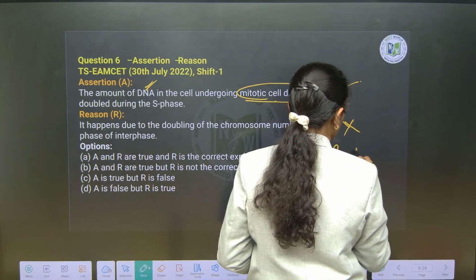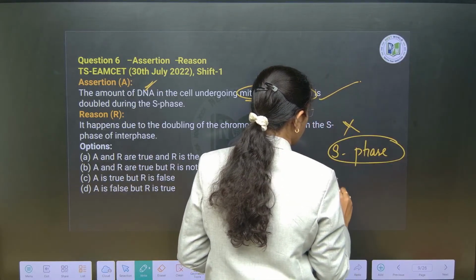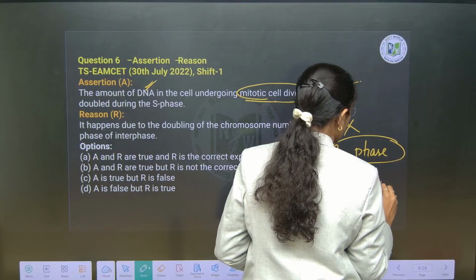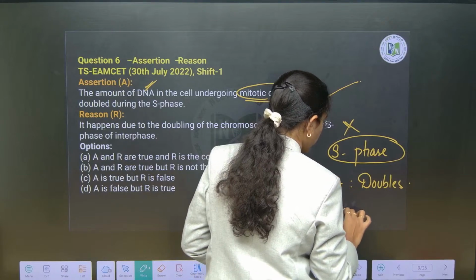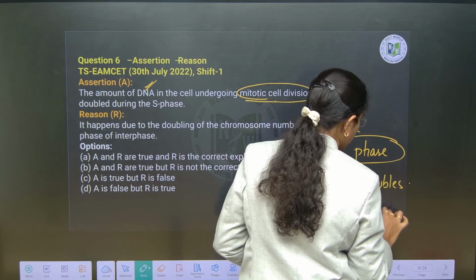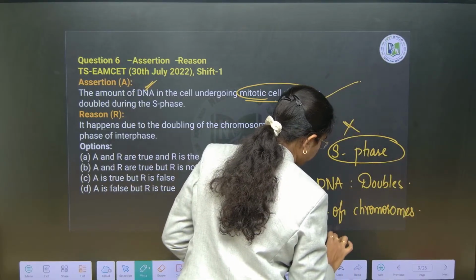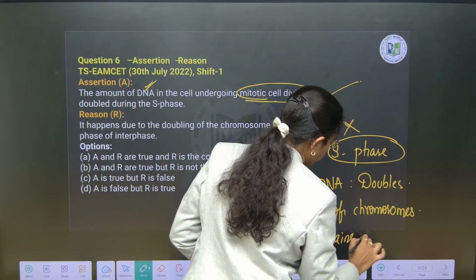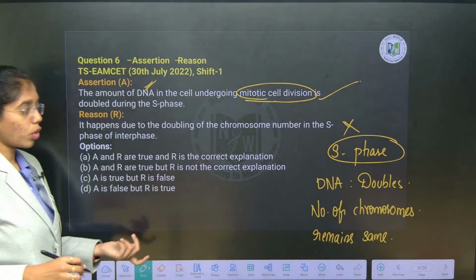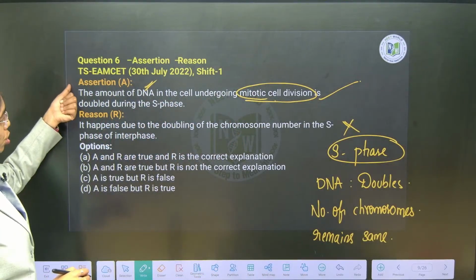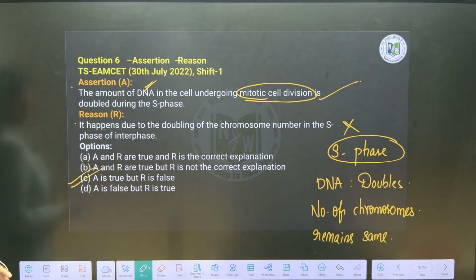In S phase DNA doubles, whereas the number of chromosomes remains the same. Fine, right? DNA doubles but the number of chromosomes remains the same. So here the assertion is true but the reason is false, where option C is the right answer. Clear till here? Yeah.